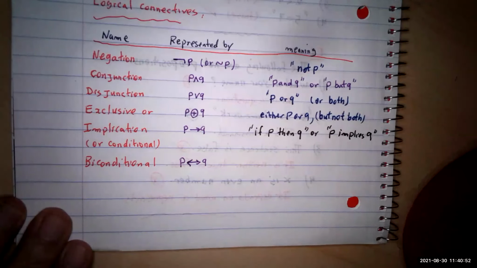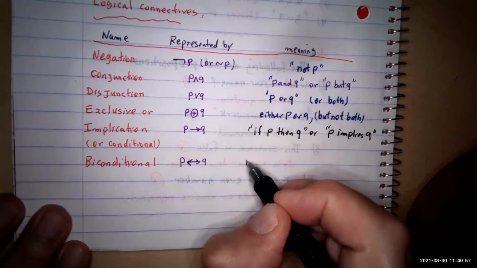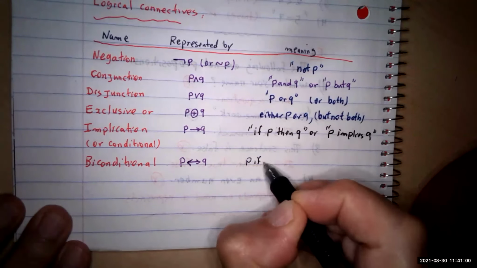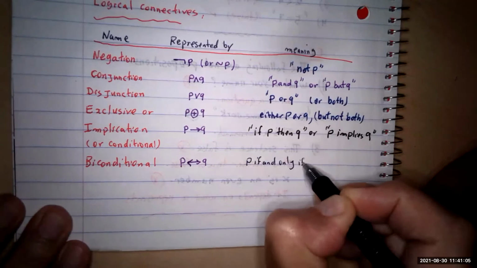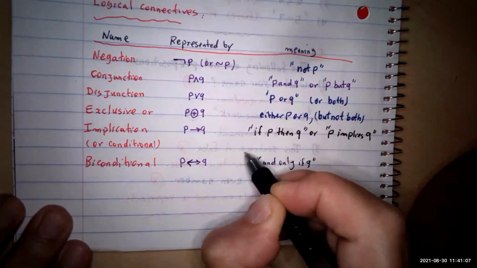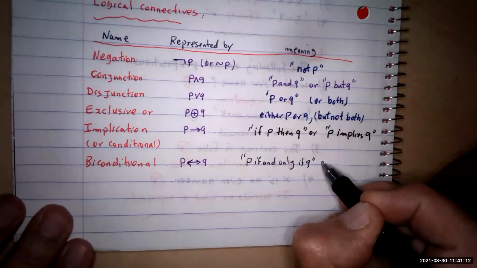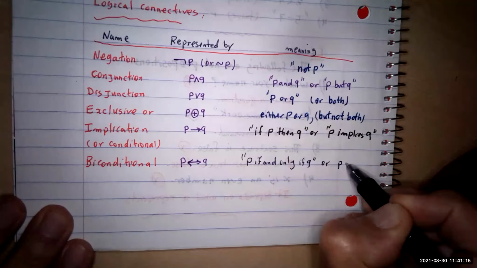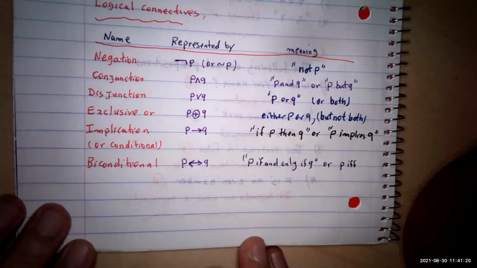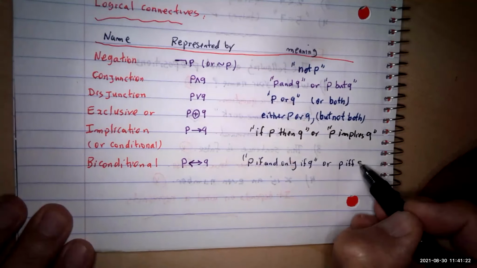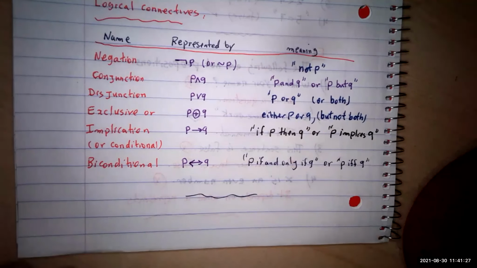In that case, we are going to use the biconditional property, and this is the way we are going to call it: P if and only if Q. Sometimes we use the short version, P iff Q. So that would be the biconditional situation.